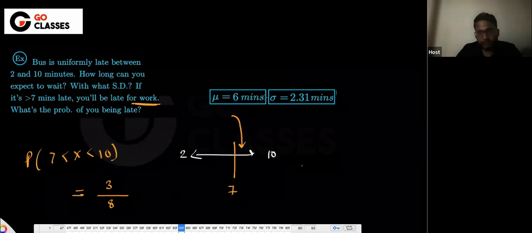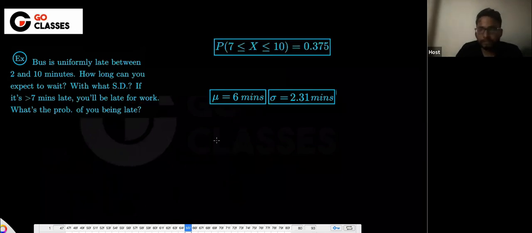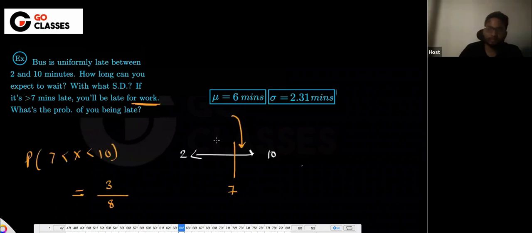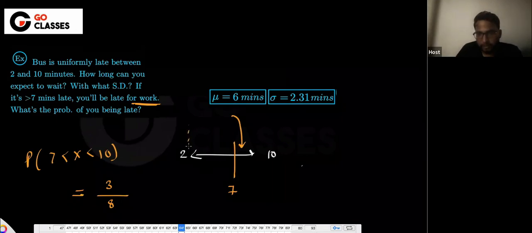Why are you getting 17 by 2? Let me check the answer. 0.375. Yes, 3 upon 8 is the answer, right? I mean the length upon b minus a, basically the height and width. So 1 upon b minus a is basically your height, and this width is 3. 3 into this. I hope you got it.